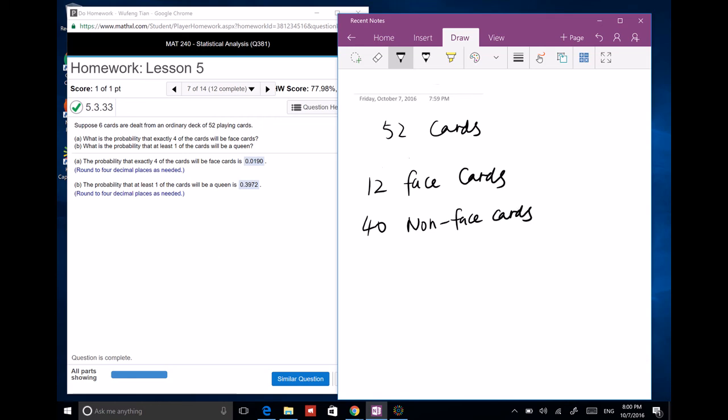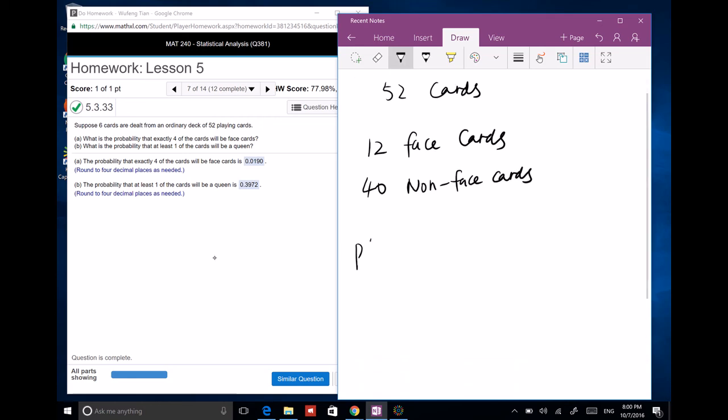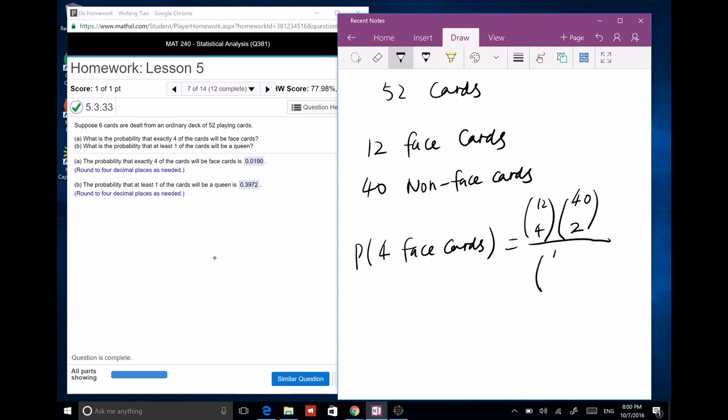Now we're computing the probability of exactly 4 face cards. We have 12 face cards, and we choose 4 from 12. Suppose we have 6 cards, so the rest, 2, will be non-face cards. The rest 2 will be selected from the remaining 40 cards. The total sample space is randomly choosing 6 from 52.